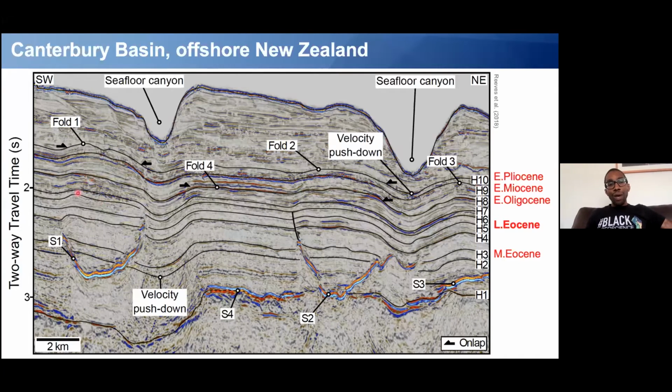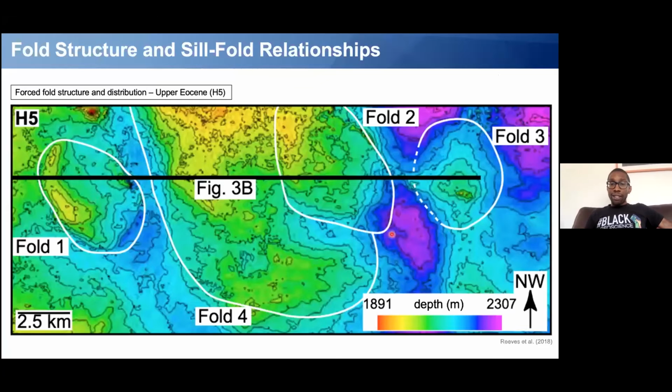So I'm going to show you now a map of that H5 horizon to show you the geometry of the forced folds. Again, the color bar is not great, but I'll just highlight a few things for you.